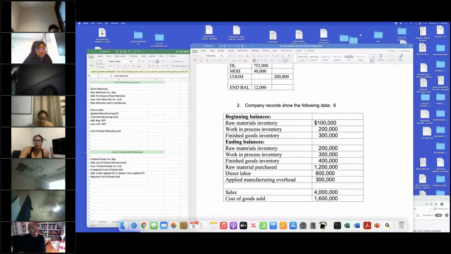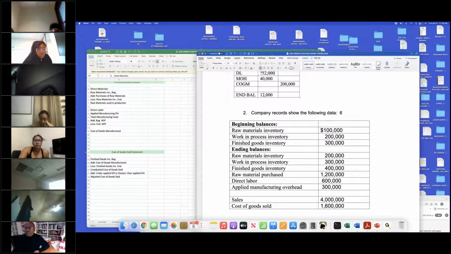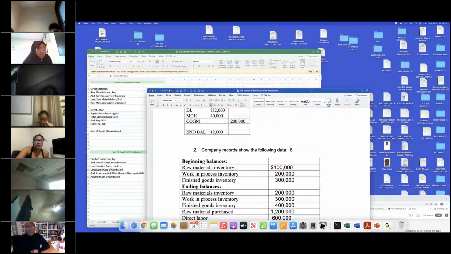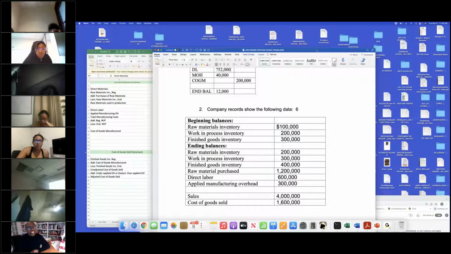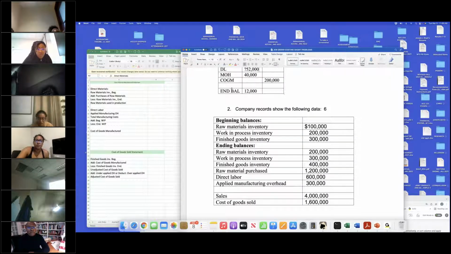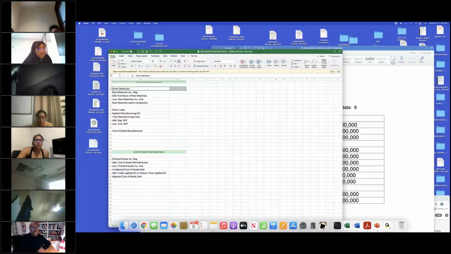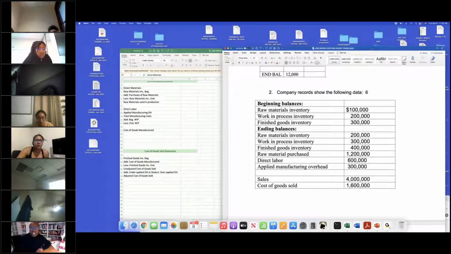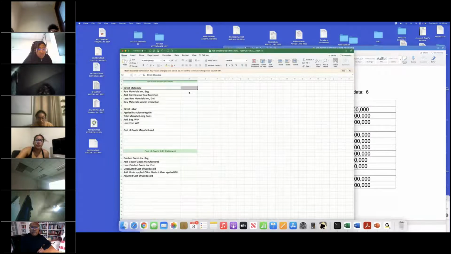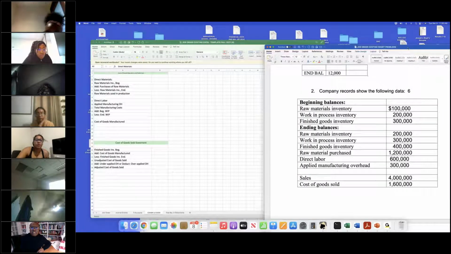So do you all have the Tuska's manufacturing statement done and Tuska's sold statement done? Do you all have those done? Lathan, we have it done? Not yet, sir. So, first thing that's going to be on there is what? Beginning balances for raw materials inventory. So the raw materials beginning inventory was what? $100,000, correct?